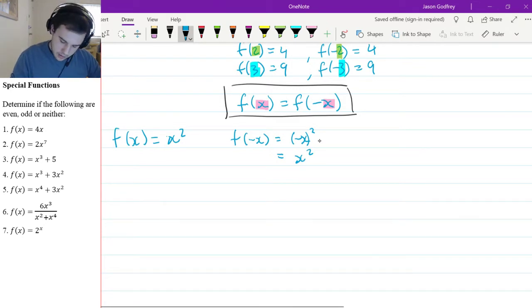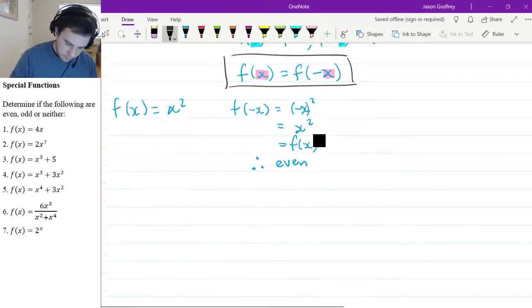And what was x squared? It was our original function. So when we evaluate f of negative x, we end up back with f of x, our original function. So from that we can conclude, therefore, that it's even.